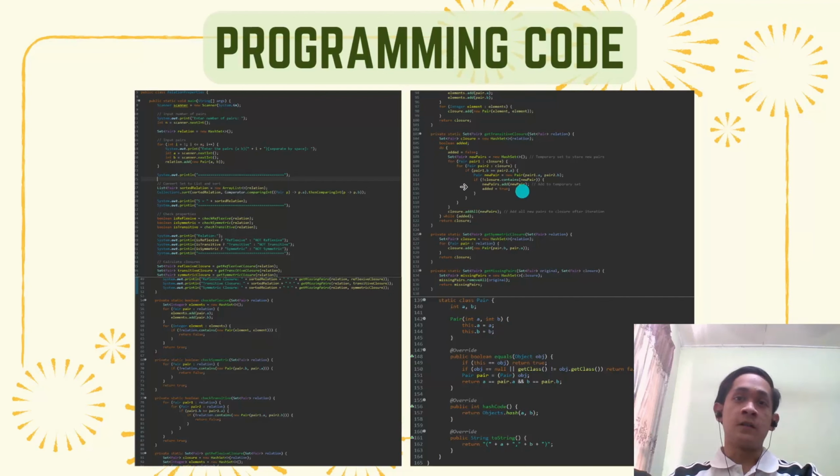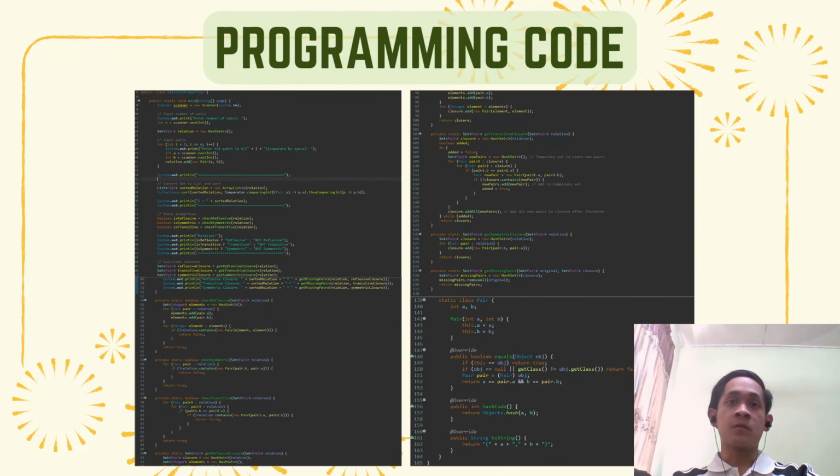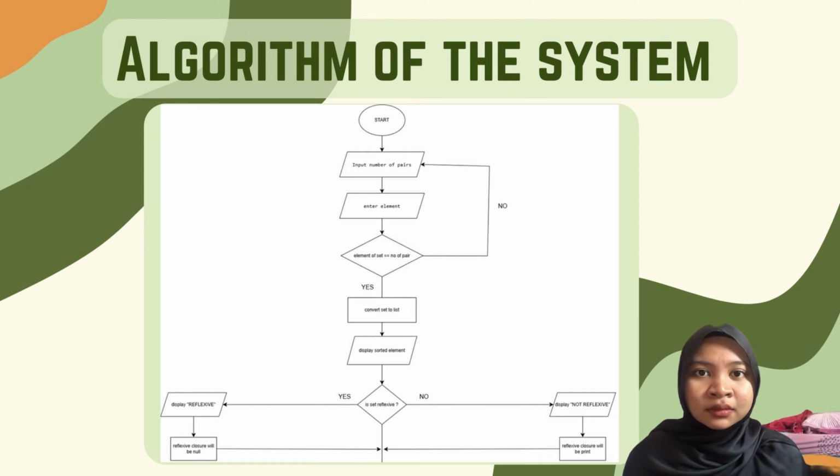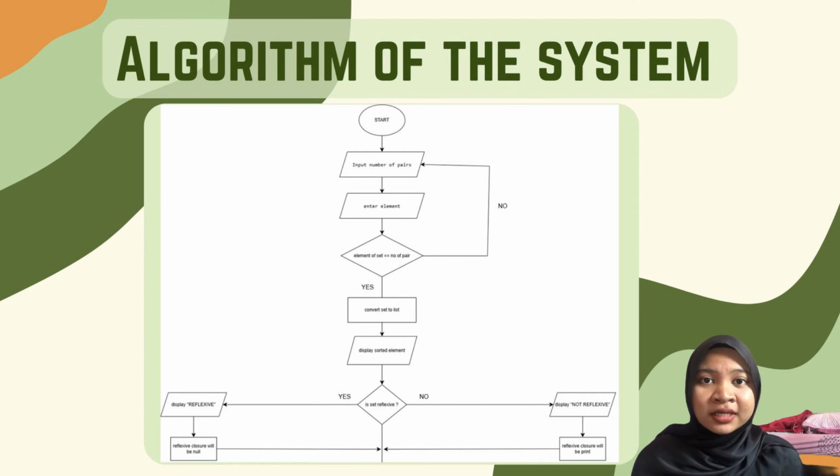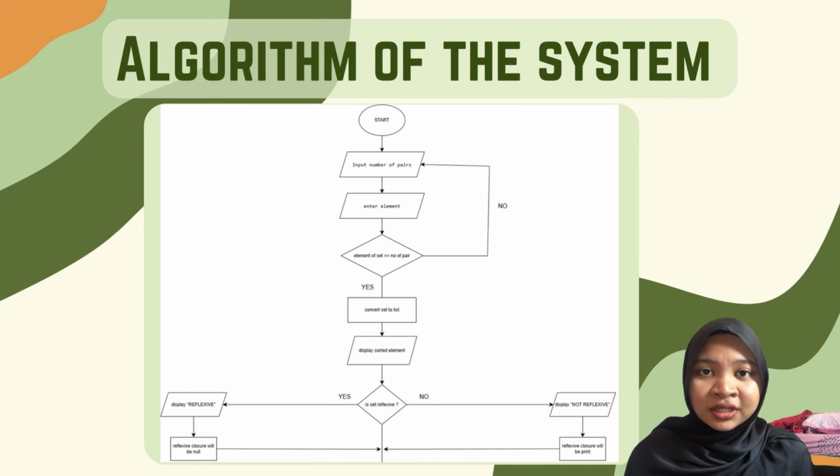On the left is the first half of it, and on the right is the second half of it. This is basically the heart of the system, where it will check the properties of the relation for the set entered by the users and will also generate the respective closure. So next is the algorithm of the system. It represents the process for checking and analyzing properties of the relation on a set.